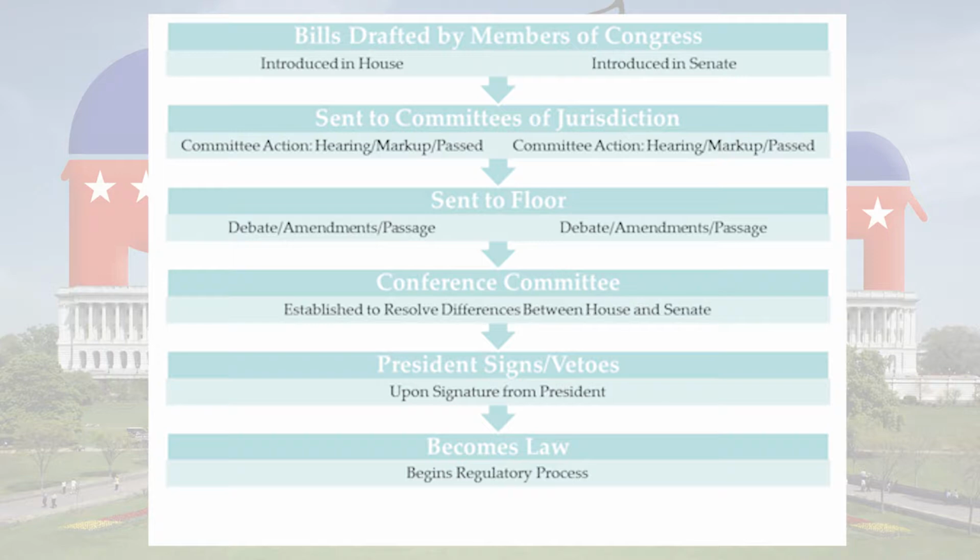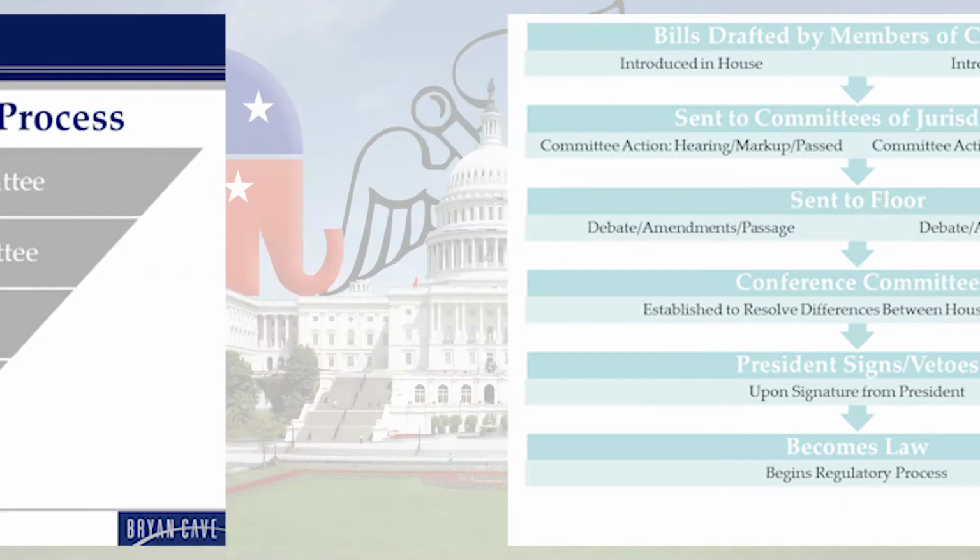Once the conference committee passes out a single version of the bill, it is then passed again through the House and Senate before being sent to the President for signature or veto. Assuming the President signs the bill and it becomes law, it is then sent to the regulatory agencies to begin the regulatory process, where that agency will carry out the will of Congress.